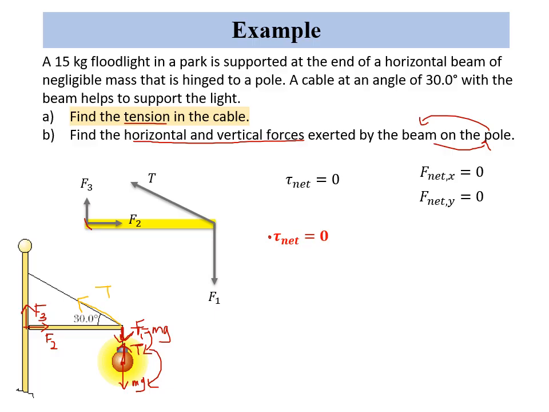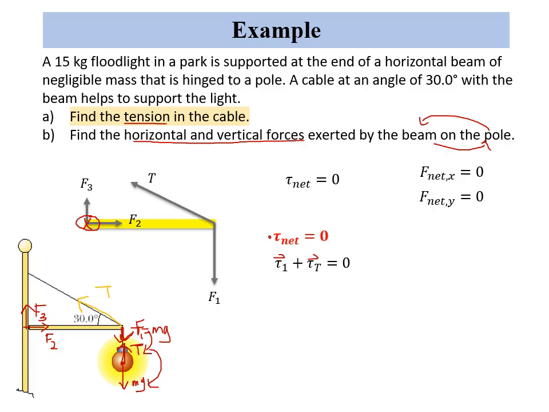So I will place it here because this is the most convenient place for me to pick, and that is because if I place it there, F2 and F3 cancel out because they're located at the rotational axis. So then the sum of the torque will be the torque due to F1 and torque due to T. Well, these are actually vectors.